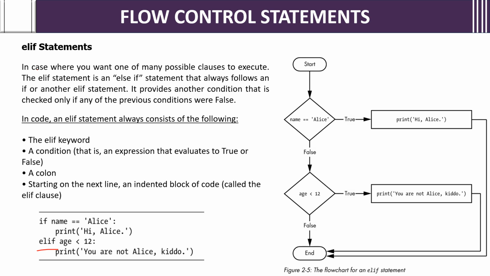In code, an elif statement always consists of the following: the elif keyword, and a condition will be present here, because it has different conditions. That is an expression that evaluates to true or false. A colon. Starting on the next line, the indentation block is the same as for the if and else statements. Start. If name equals to Alice and it is true, it will print Hi Alice. If it is false, then if age is less than 12 and it is true, it will print You are not Alice, kiddo. If it is false, it will directly go to end, because there are no other conditions present.